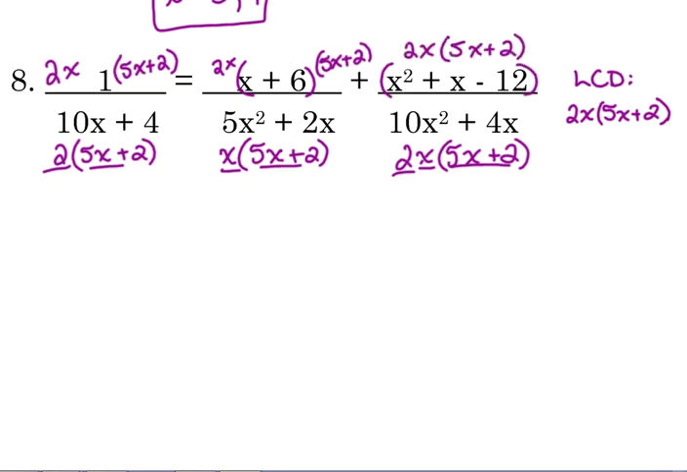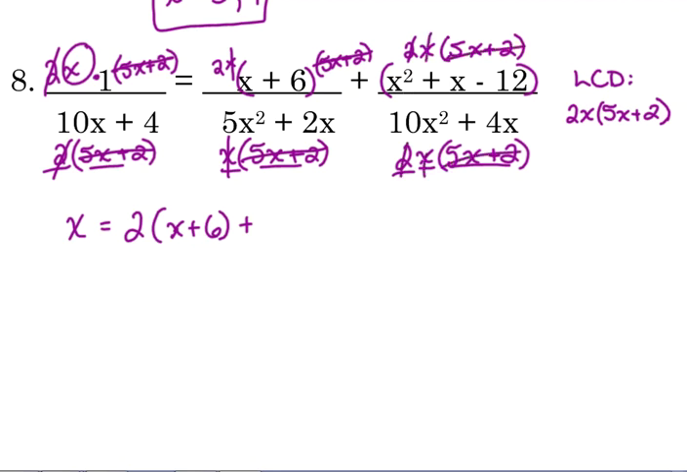All right, multiplying everything. The 2 cancels in the first one. The 5x plus 2 cancels. We've got x times 1, which is, of course, just x. In the second one, the x cancels. The 5x plus 2 cancels. So we have 2 times x plus 6. I didn't go ahead and multiply it out. You can go ahead and multiply it out if you want to. In the last one, everything cancels. So we've got x squared plus x minus 12.